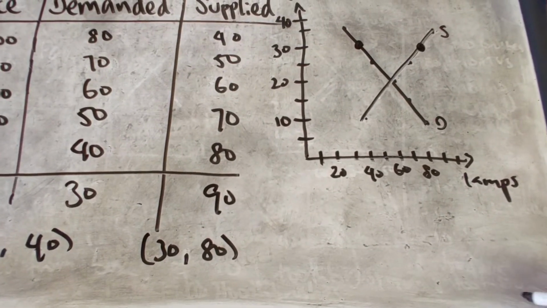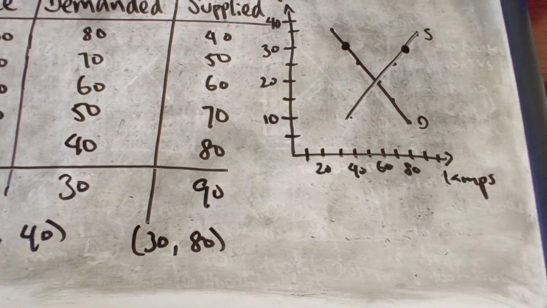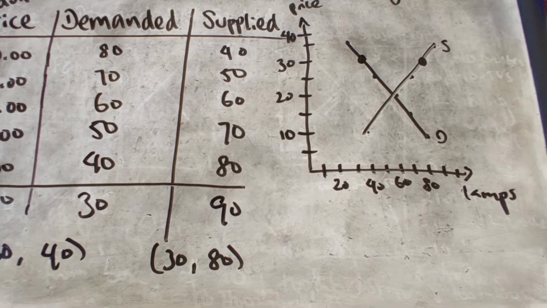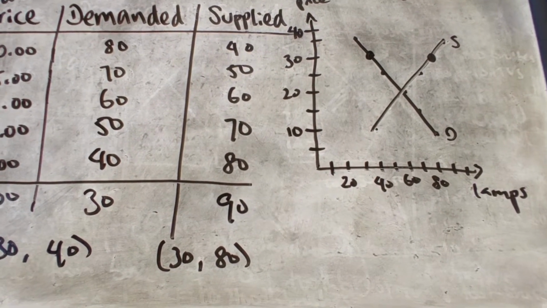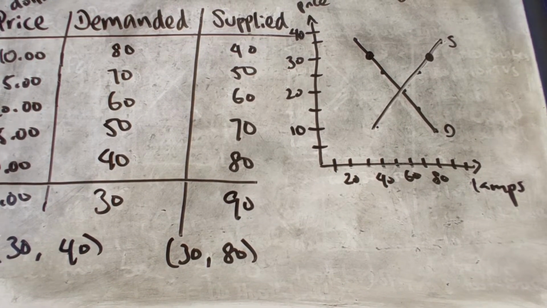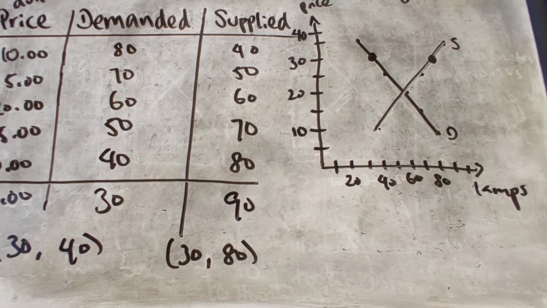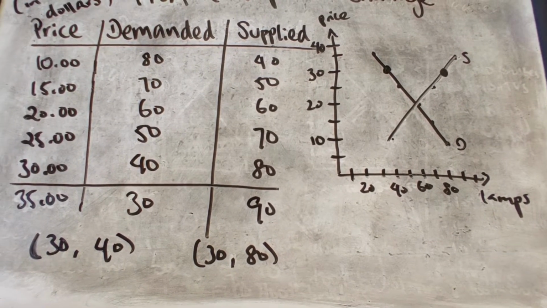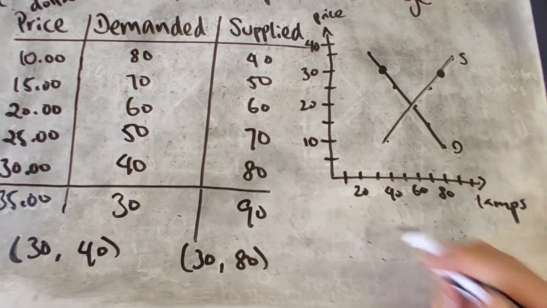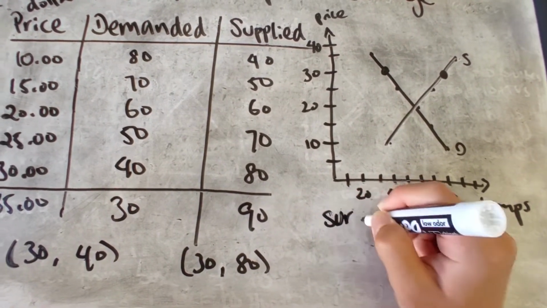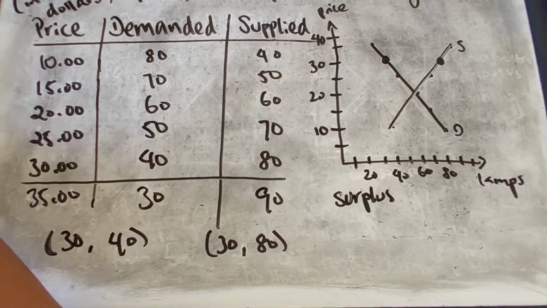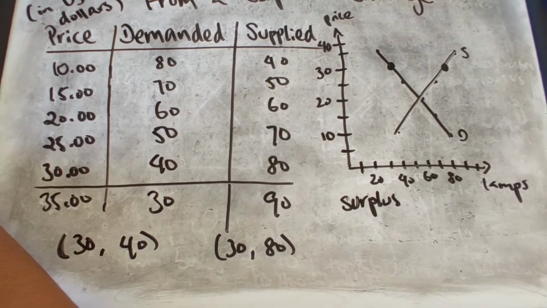So now that we've found what the 2 points are, we determine whether it's a surplus or a shortage. In this case, there is more supplied than demanded, which means that the company didn't sell all of their lamps. So the company would be at a surplus when the lamps are $30 each.